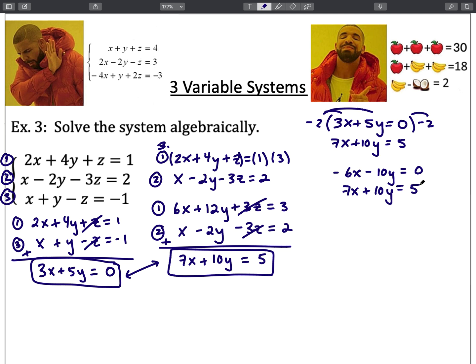Again, the reason I'm leaving it alone is because that positive 10y in the second equation is going to cancel out nicely with that negative 10y in the first equation. So now if I add these together, negative 6x plus 7x is 1x. Negative 10y cancels out nicely with positive 10y. And 0 plus 5 is equal to 5.